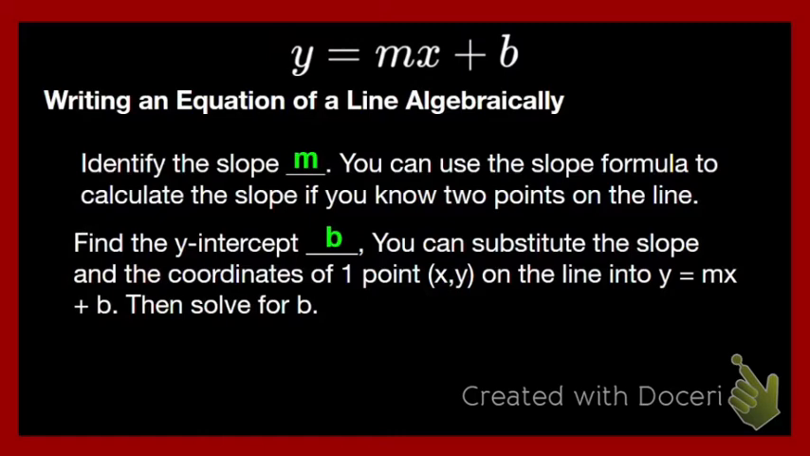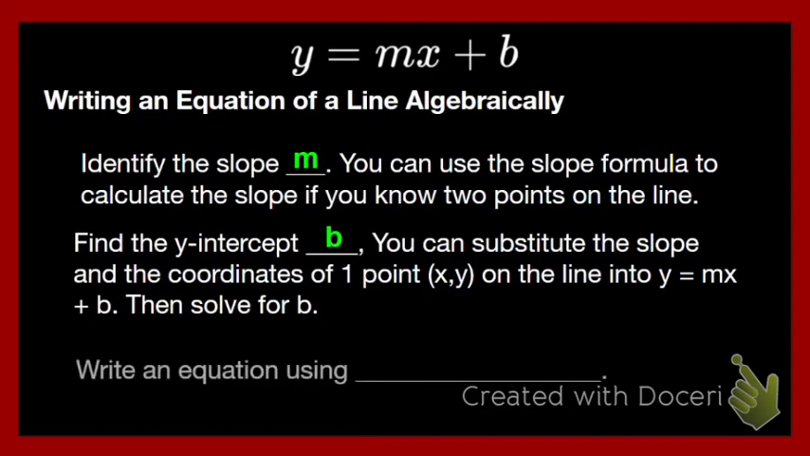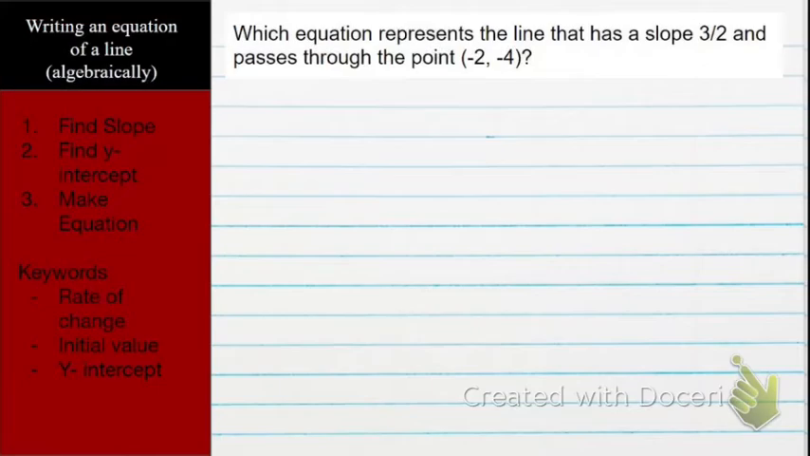Once we find the y-intercept, which is the b, then we can move to the next step, which is writing our equation in slope-intercept form, and that's y equals mx plus b. We'll just fill that in, and then we'll have our equation. These are the things that we're going to go through. Step 1 is easy, step 2 is a little difficult, but let's look at a couple of examples.